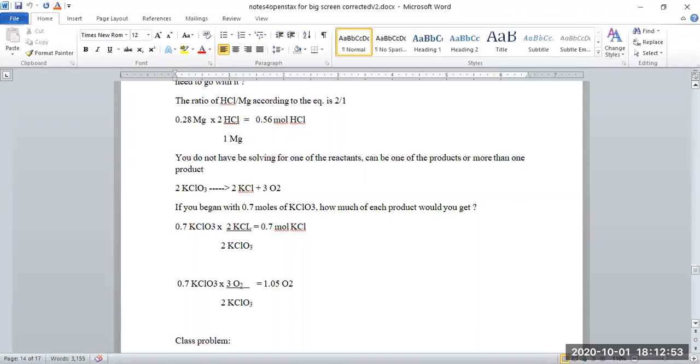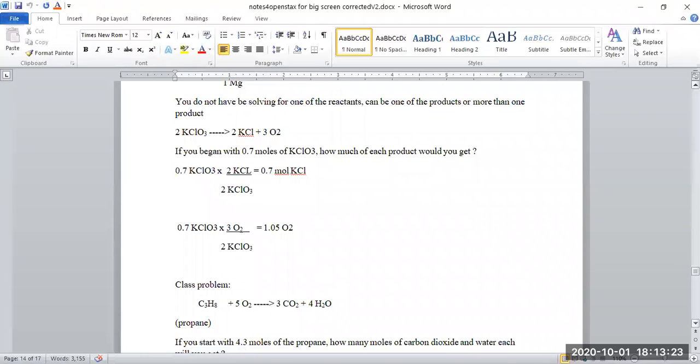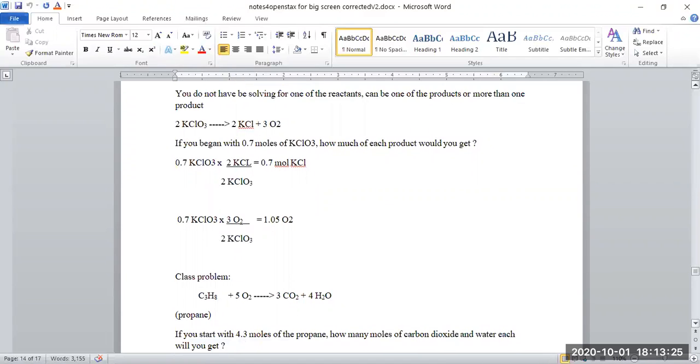If I look at the second product, start with the same information again, 0.7 moles KClO3, multiply it by 3 O2s over the same thing, 2 KClO3s. Different number this time as well as different thing. 1.05 moles of oxygen. If you have 2 different products, you're going to have to do 2 different steps for your math.